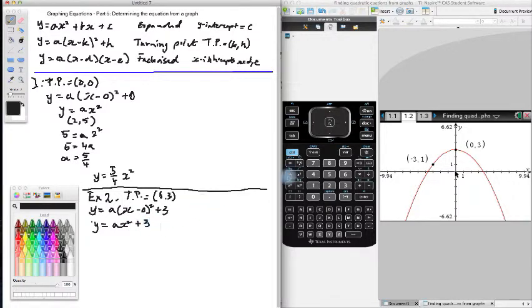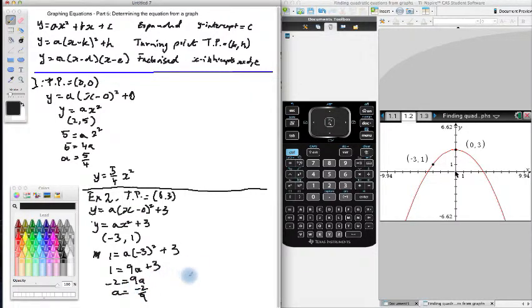Now we're ready to use our extra piece of information, our point (minus 3, 1). Substitute that in. So y is 1 when x is minus 3, plus 3. So minus 3 squared is 9a plus 3. Subtract 3 from both sides, gives minus 2 equals 9a. Divide both sides by 9, gives minus 2 on 9 for a.